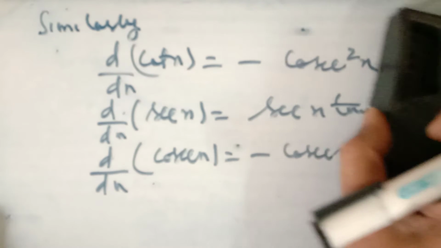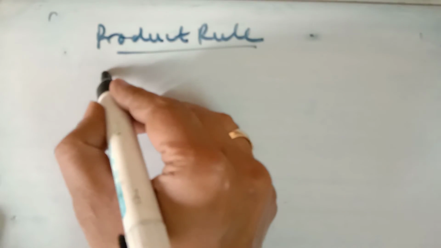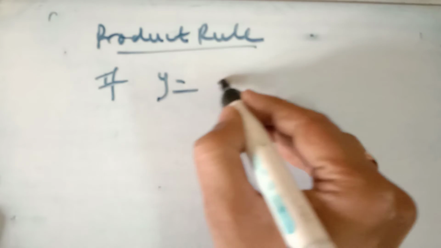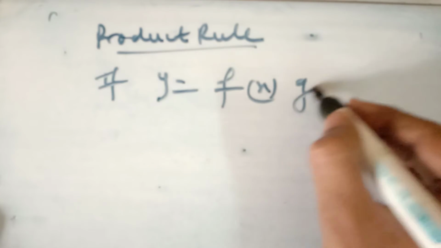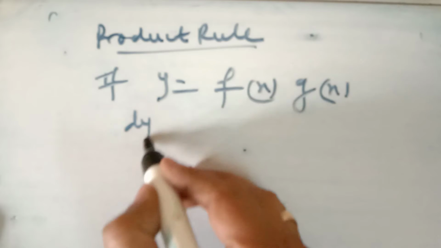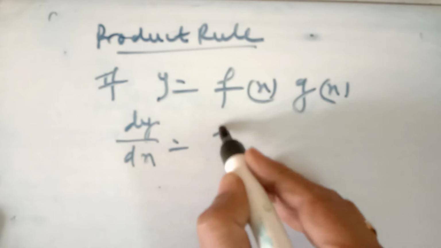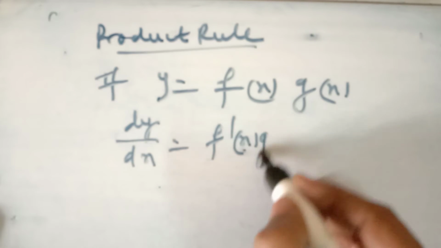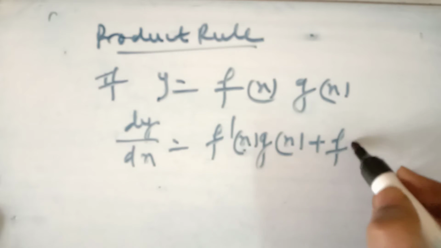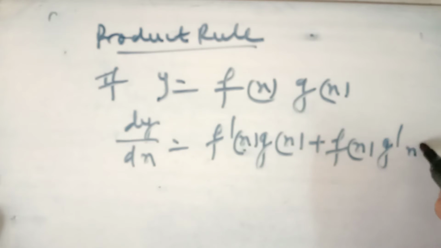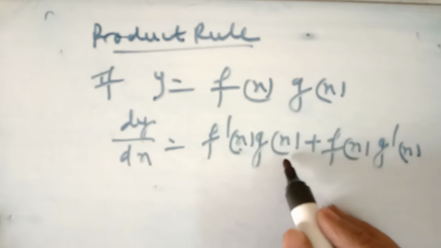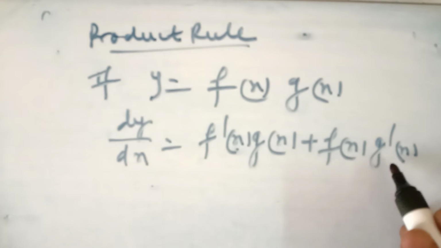After that we have the product rule of the derivative. Suppose y is equal to f(x) into g(x), a product of two functions. The product rule says that dy/dx is equal to f'(x) into g(x) plus f(x) into g'(x). That is, derivative of the first function multiplied by the second plus the second function multiplied by the derivative of the first. I'll prove it. You have to learn this.